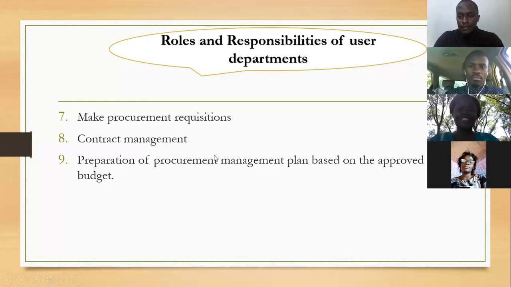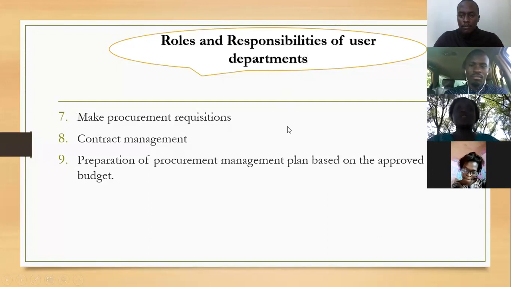Thank you so much, colleagues Isaac, Martin, and Judith. This is Sarah Pio coming in to present. In addition to what my colleagues have said, I will refer to point number 7, making procurement requisitions. Now, requisitions in terms of procurement could vary, and this could be relating to terms of reference, specification of works which must be very detailed, but also in relation to the procurement plan that has been approved and that has also been received by the head of department of the procurement unit.